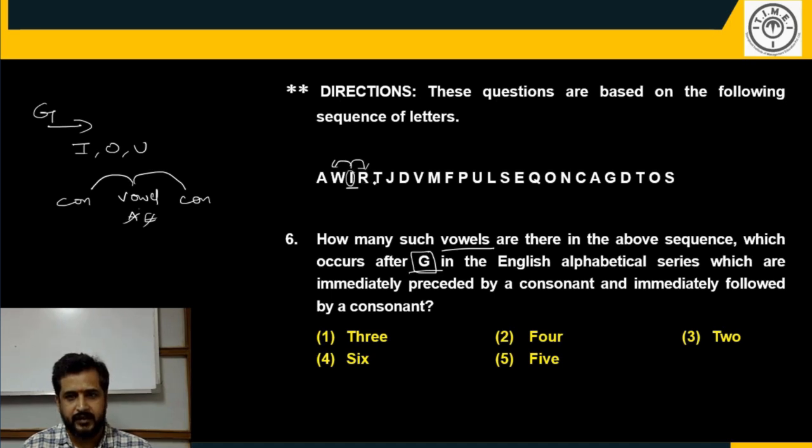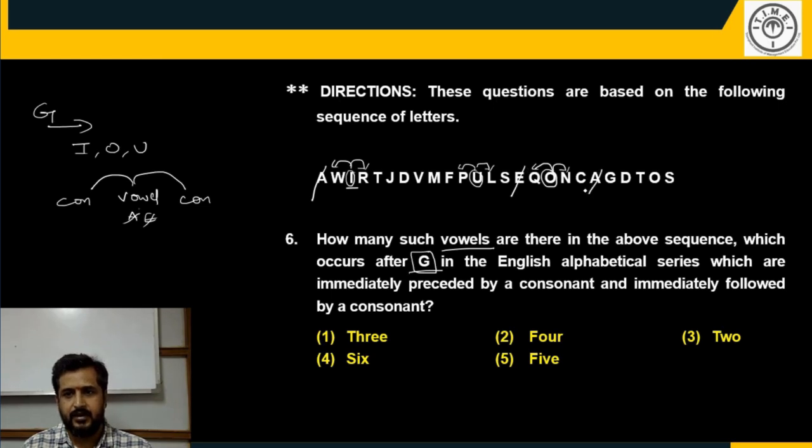Next, where is the next vowel? U. Preceded and followed by a consonant, so U can be taken into consideration. Next, anyway E is ruled out, A is ruled out because that occurs before G. Next, O. Preceded by a consonant and followed by a consonant. So O is also a required element.